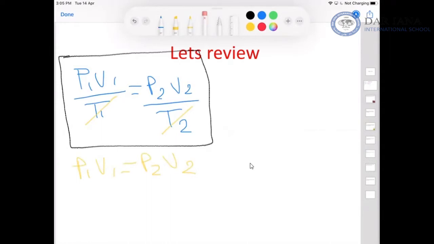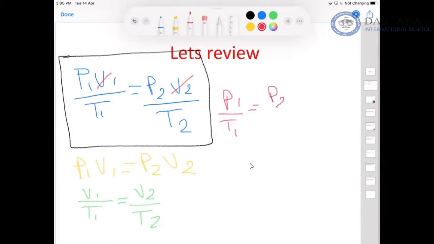Now, let's say that the question was at a constant pressure. Then P1 and P2 are the same, so you'll be left with V1 over T1 equals V2 over T2, right? Now let's say that the question was at a constant volume. Since the volume is constant, I will cross it out and I will have P1 over T1 equals P2 over T2, which is Lussac's law.